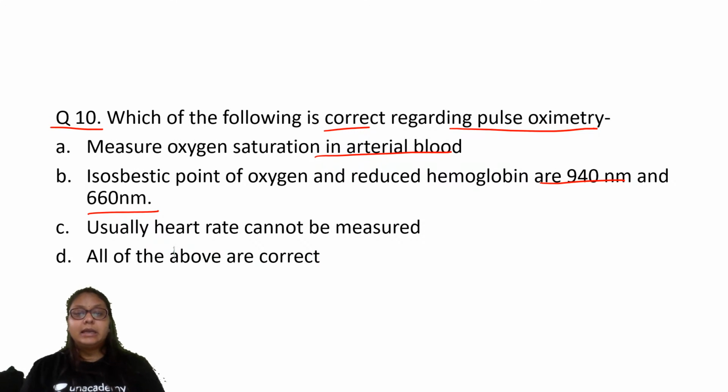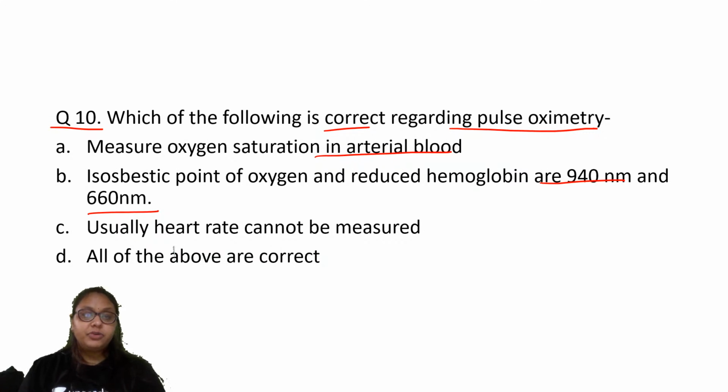Which of the following is correct regarding pulse oximetry? Measures oxygen saturation, isosbestic point of oxygen and reduced hemoglobin is 940 and 660, usually heart rate cannot be measured, or D, all of the above. What should be the answer for this question?